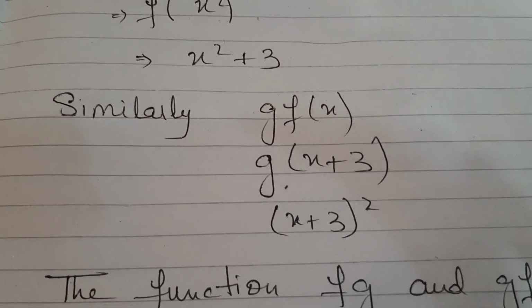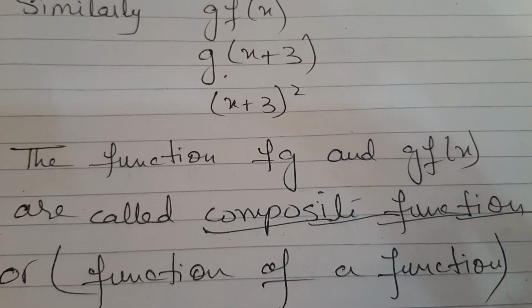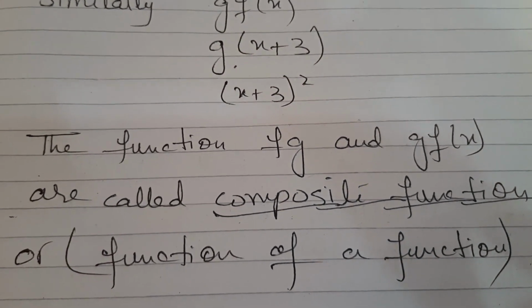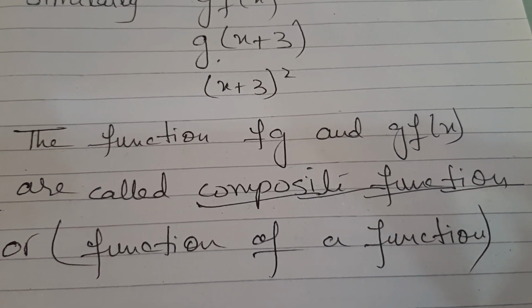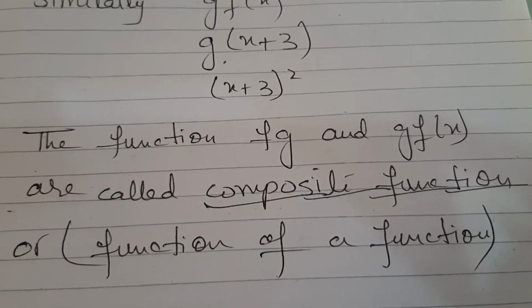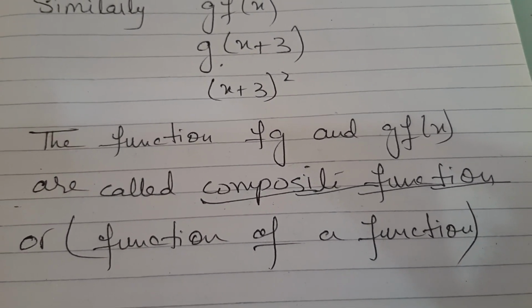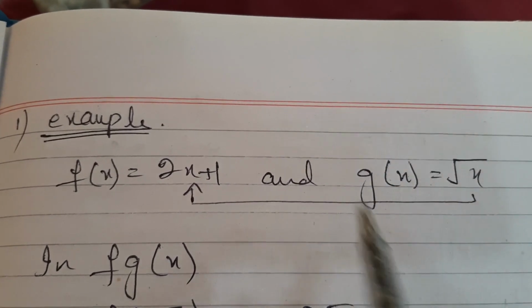So this is how you construct a composite function, which is very simple, f of g of x and g of f of x, and it is also called a function of a function. So the construction part is easy. Let's see one more example and then we will go into how to find the domain and range of a composite function.